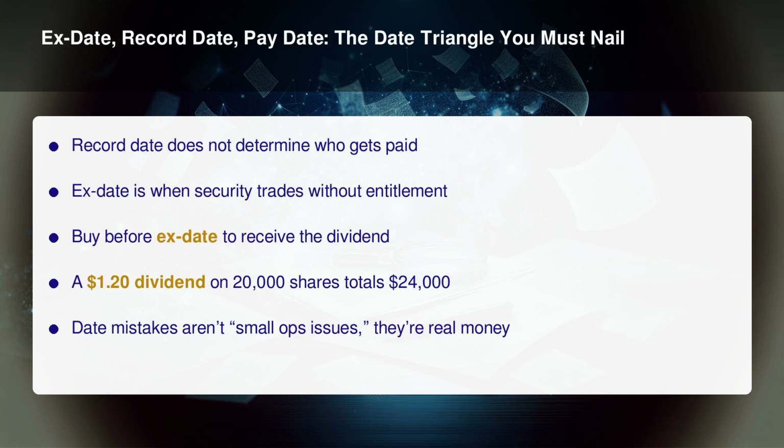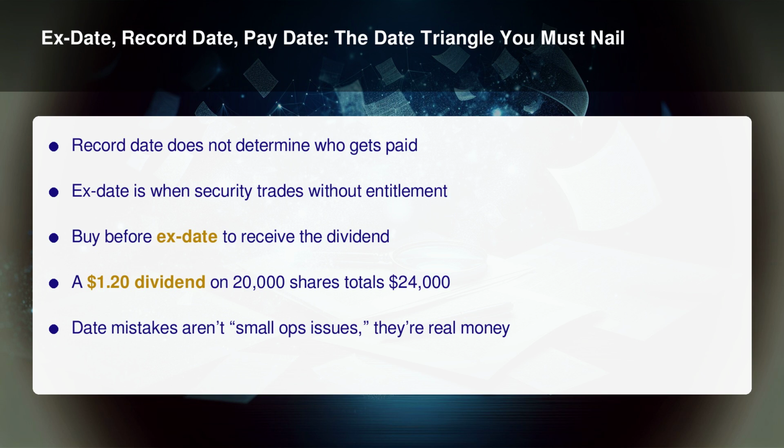And here's the part most people completely ignore. Record date alone doesn't tell you who gets paid. You must understand X-date mechanics. Record date is who the issuer looks at. X-date is when the security starts trading without the entitlement. Pay date is when cash or shares actually move.